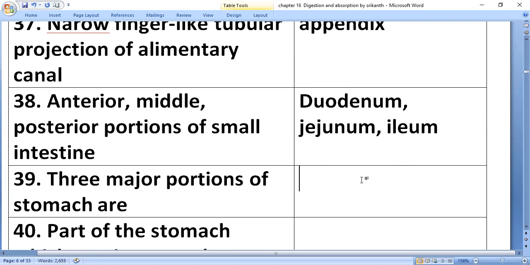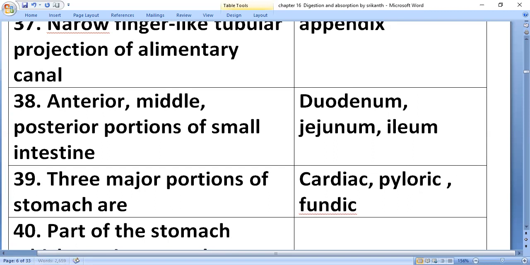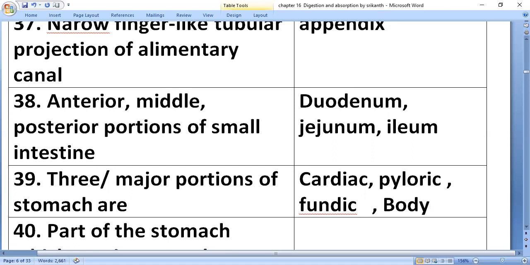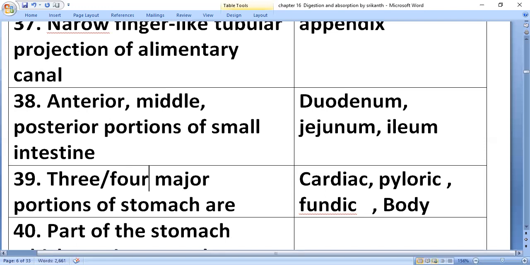The three major portions of the stomach are cardiac stomach, pyloric stomach, and fundic stomach. In some books, four major portions are given, which include the body also.